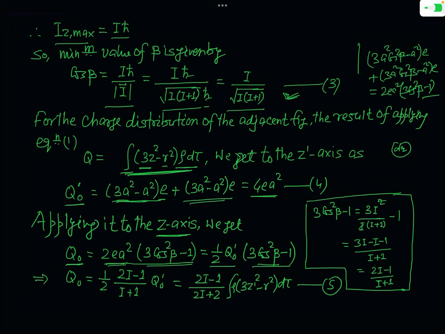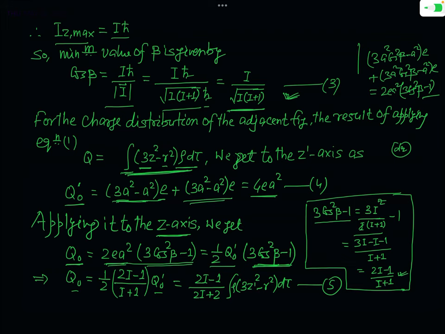Okay, now see, 3 cos square beta minus 1, what will be this? I have just calculated it separately here. Put the value of cos beta. Cos beta is this much, I over root of I into I plus 1. So this will be 3 I square over I into I plus 1. One of the I will cancel out, and take the LCM, and you will get that 3 cos square beta minus 1 is equal to 2I minus 1 over I plus 1. So instead of 3 cos square beta minus 1, I have substituted here 2I minus 1 over I plus 1. Okay, so this is actually the value of Q naught.